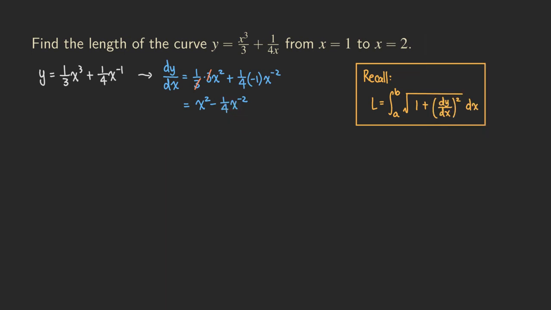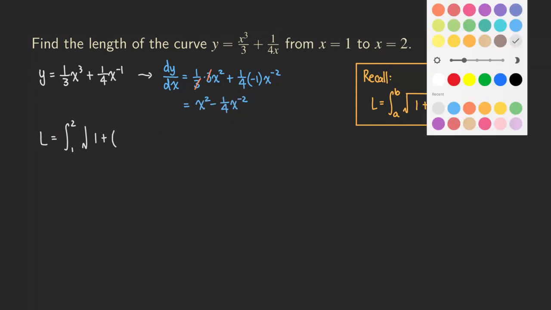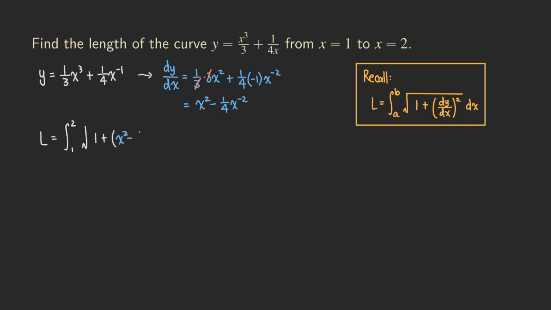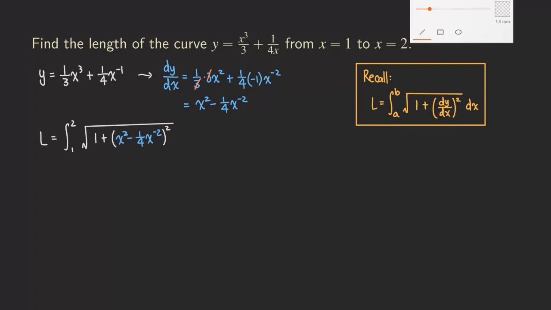So now we are ready to find the length of the curve. We set up the integral from 1 to 2, because those are the limits for x, so you put 1 for the lower limit and 2 for the upper limit. Then we have the square root of 1 plus, and now we square this and put it here: x squared minus 1 over 4 x to the negative 2, squared, all of that under the square root, and then the dx. So basically, we have the integral set up already.